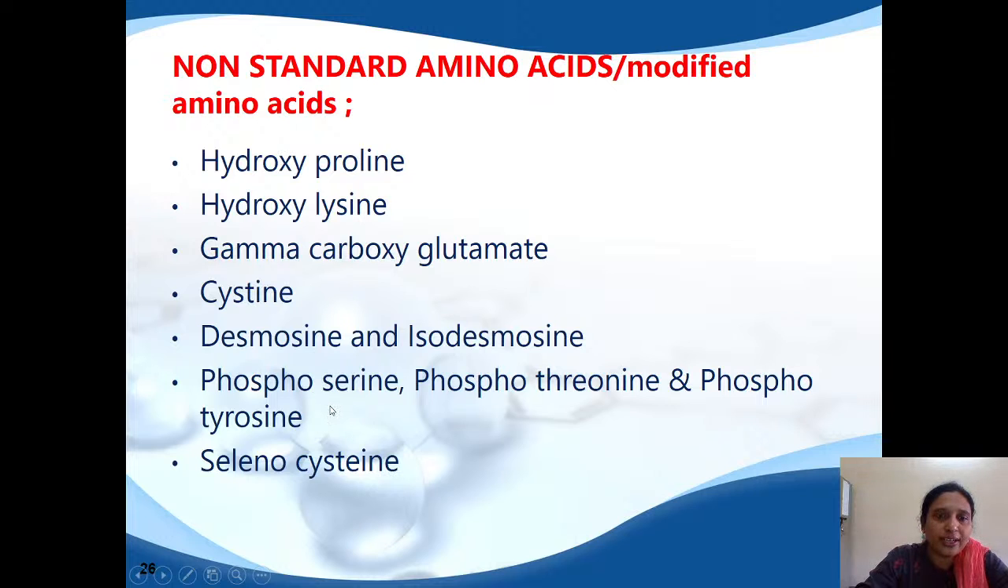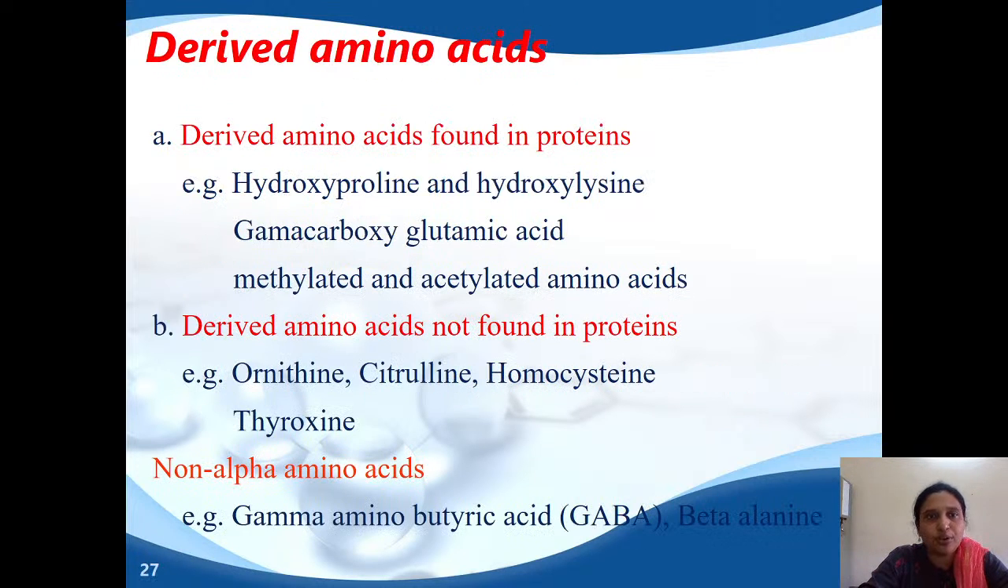And all the phosphorylated forms like phosphoserine, phosphothreonine and phosphotyrosine have been formed by the phosphorylation of the hydroxyl groups of these amino acids, which are regulatory proteins. Next, selenocysteine, where the sulfur of the cysteine has been replaced by selenium to form selenocysteine, and this is a component of glutathione peroxidase. Okay, that's all about the non-standard amino acids or modified amino acids.